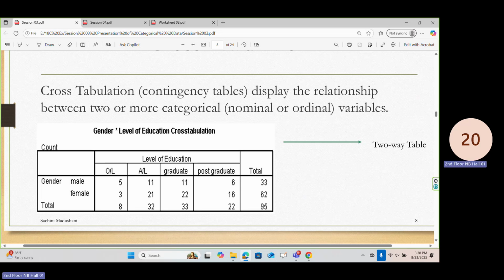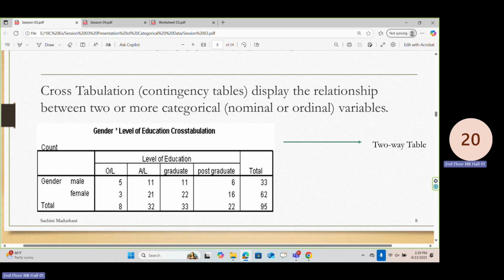Understood? Then we take 5, the first number 5. The gender category is male and the level of education is O level. Then we can say there are only 5 male respondents who have studied up to the O level. Clear? That is the way we can interpret the result.